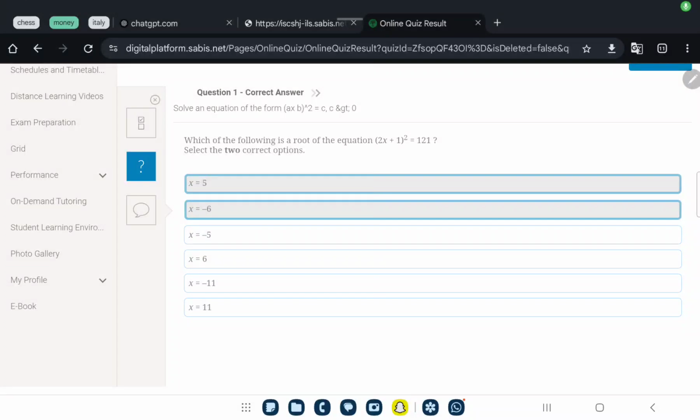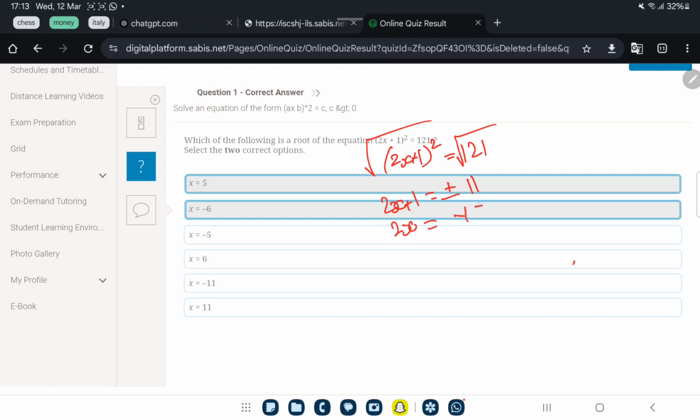Algebra section 3.1. Which of the following is the root of the equation (2x + 1) squared equals 121? So we write the equation first: (2x + 1) squared equals 121. You square root both sides, so you get 2x + 1. When you square root the other side, you always put plus minus and then the square root, so plus minus 11. So 2x equals minus 1 plus minus 11, and x equals minus 1 plus minus 11 over 2.